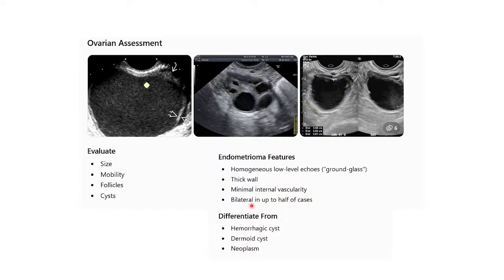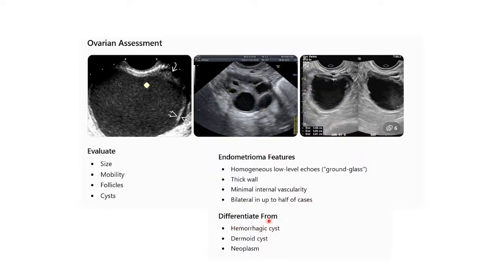It is bilateral in up to half of cases. So in some cases, it can present in both ovaries. So you have to check both ovaries for sonographic signs of endometriosis. There it is, the right and the left side.